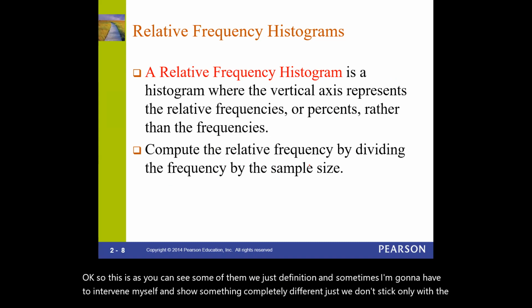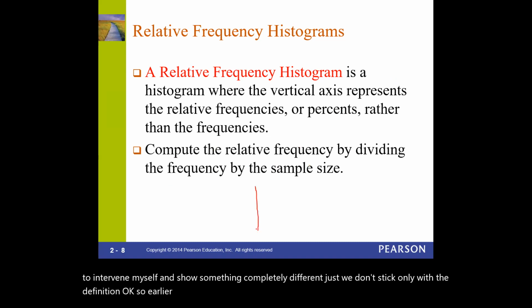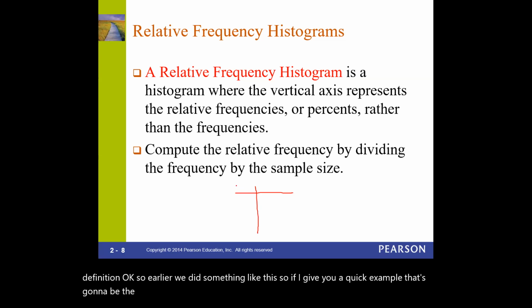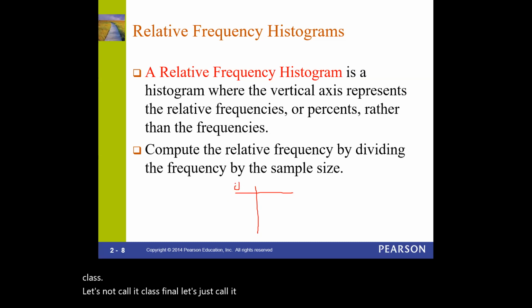Okay. So earlier we did something like this. If I give you a quick example, I'm going to call this one a class. Let's not call it class right now. Let's just call it type. Okay, a type. And that'll be the frequency. Let's put like 1, 2, 3, and then let's put like 5. Let's put like 4, 6, 7, something like that.